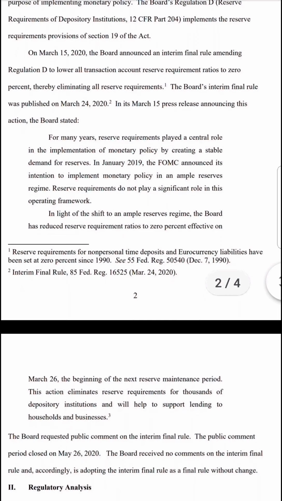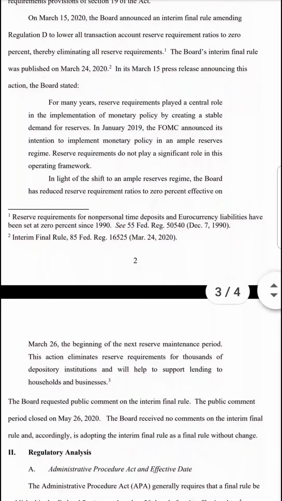You already said that. In its March 15 press release announcing this action, the board stated, for many years, reserve requirements played a central role in the implementation of monetary policy by creating a stable demand for reserves. In January 2019, again, that's January 2019, this was a year ago, the FOMC announced its intention to implement monetary policy in an ample reserves regime. Reserve requirements do not play a significant role in this operating framework.